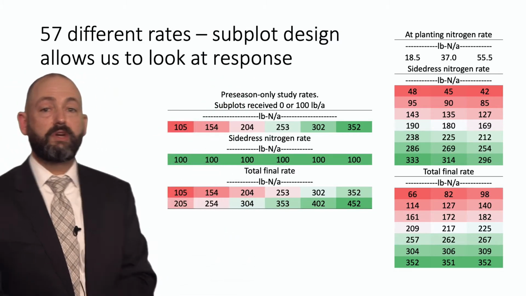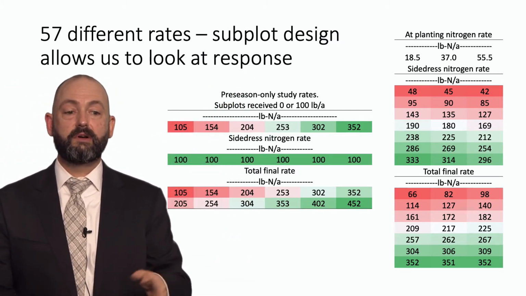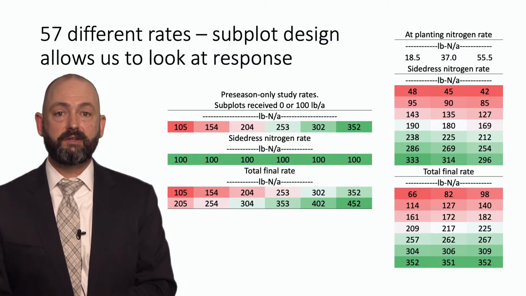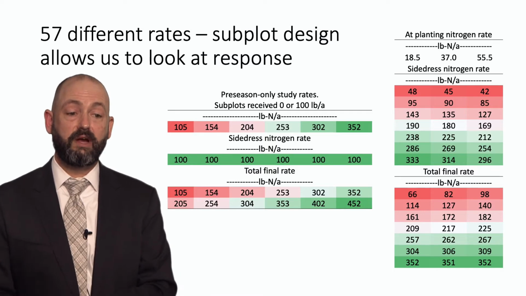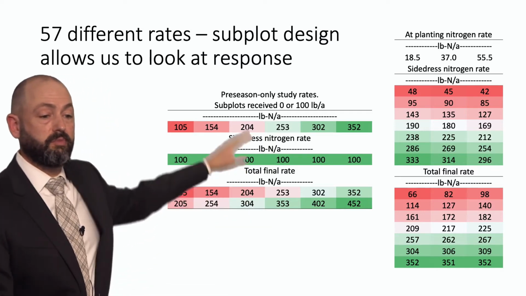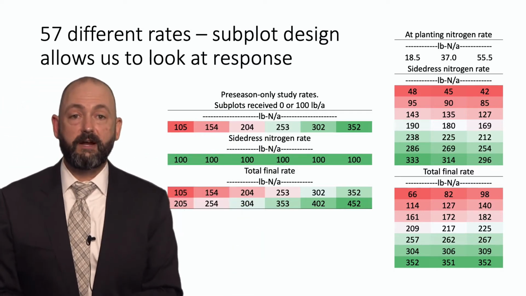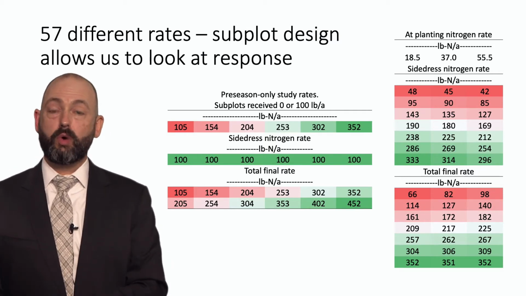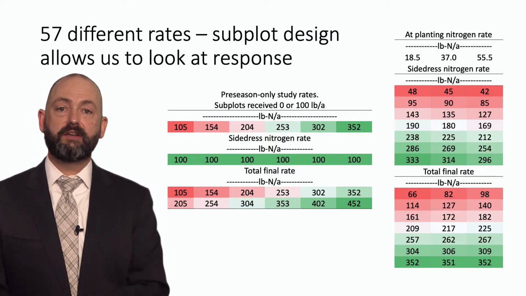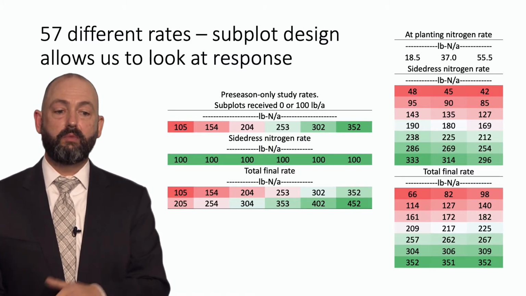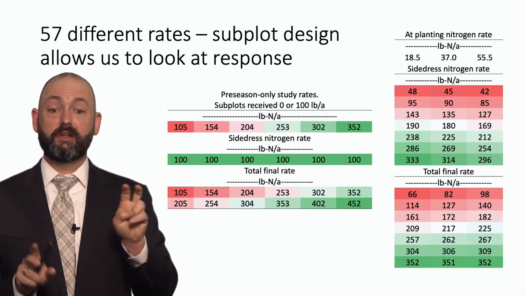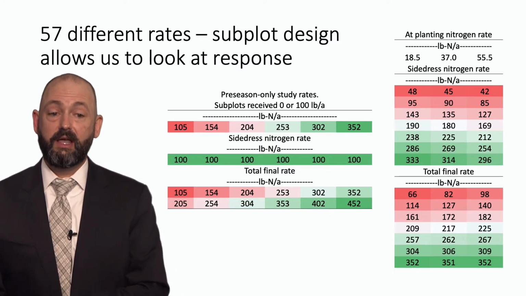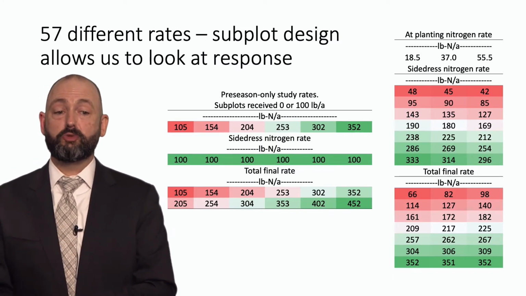And then we also, in the same field mixed in there, we had this other kind of design where we had these 3 starter rates, about 20, 37, 55 pounds per acre of nitrogen in the 2x2. And then we had 7 side dress rates that were targeted to bring up to a given total nitrogen rate. And so in that split application, there were actually 21 different nitrogen rates, 7 side dress by 3 starter rates. And then we had 6 preseason only treatments. So we ended up with 57 different rates that allowed us to look at response across the field.